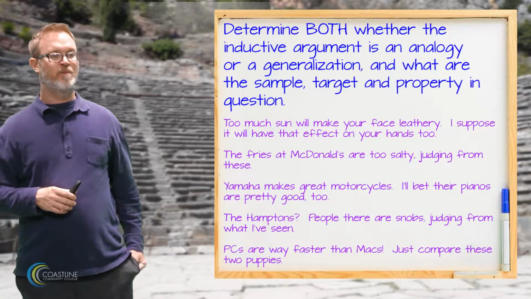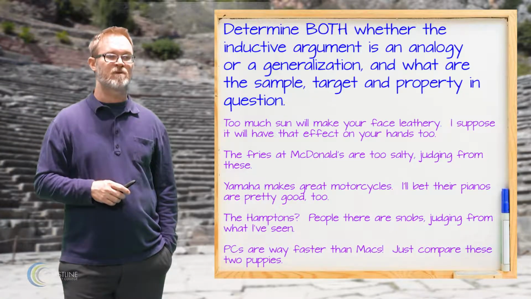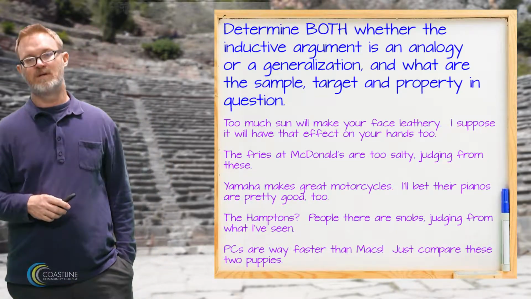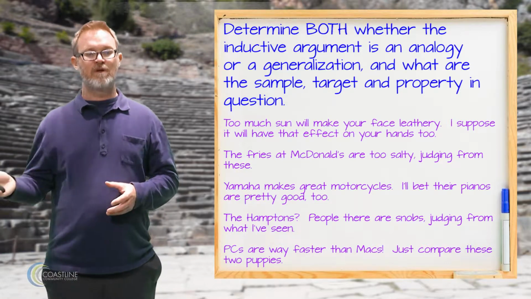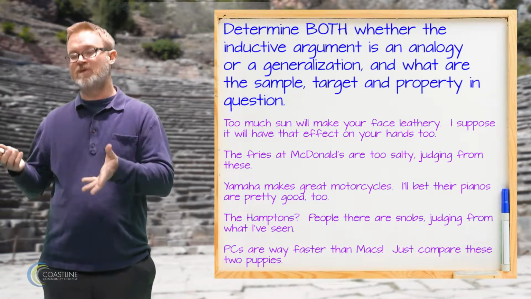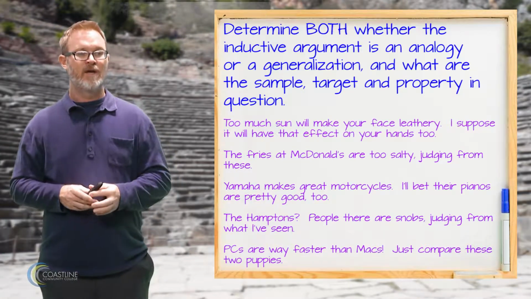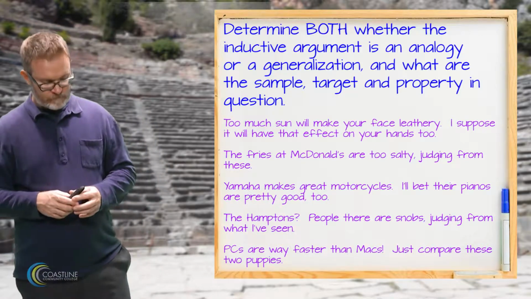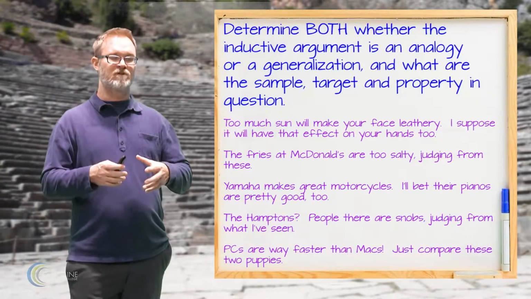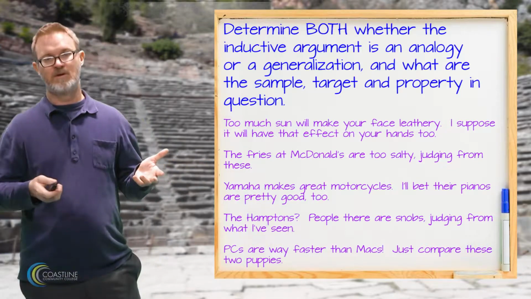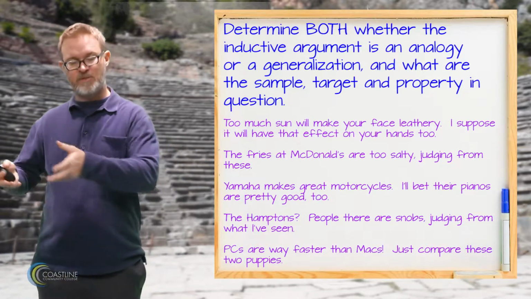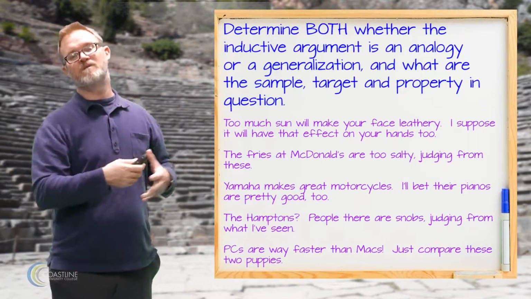Okay, the next example, PCs are way faster than Macs. Just compare these two puppies, right? So here, our sample seems to be the two puppies, the two computers you're looking at. And then the target, it seems, is all PCs and Macs, right? The reasoning is from the two in front of you to all PCs and Macs.